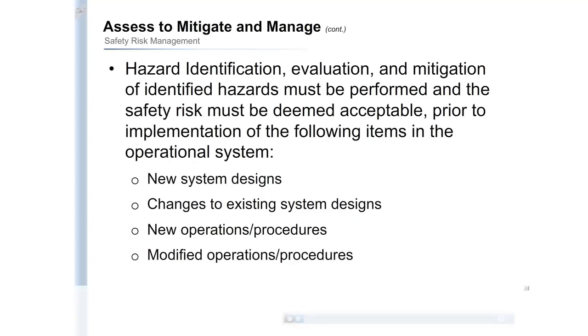Hazard identification, evaluation, and mitigation of identified hazards must be performed and the safety risk must be deemed acceptable prior to implementation of the following items in the operational system: new system designs, changes to existing system designs, new operations procedures, and modified operations procedures. The SRM process should allow BART to take immediate interim action to mitigate existing safety risks until permanent mitigation can be developed, reviewed, approved by the CPUC, and then implemented.